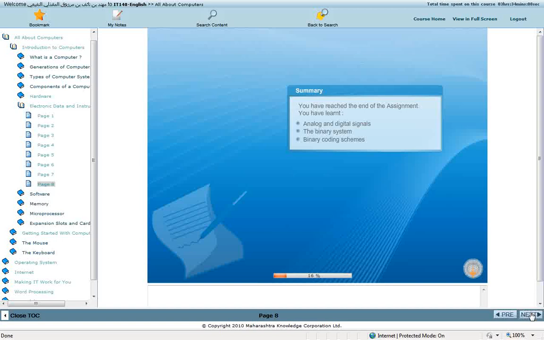Summary. You have reached the end of the assignment. You have learned analog and digital signals, the binary system, binary coding schemes.